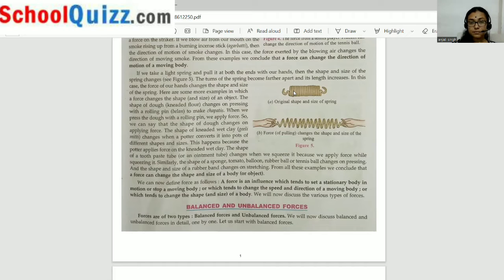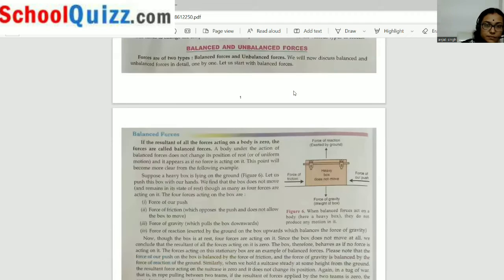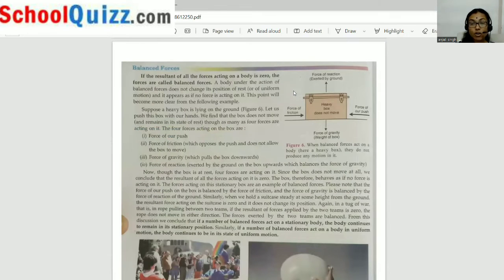Clear? Now, another topic, that is the balanced and unbalanced force. I think with the name, the topic is clear to you. Balanced force. So, what is this balanced force? Balanced force is actually, the object will not move in case of balanced force. Firstly, I want to say, and here the net force is zero. Net force means the total value of force. Here the meaning of net force is total value of force is zero. If the resultant of all the forces acting on a body is zero, the forces are called the balanced force.